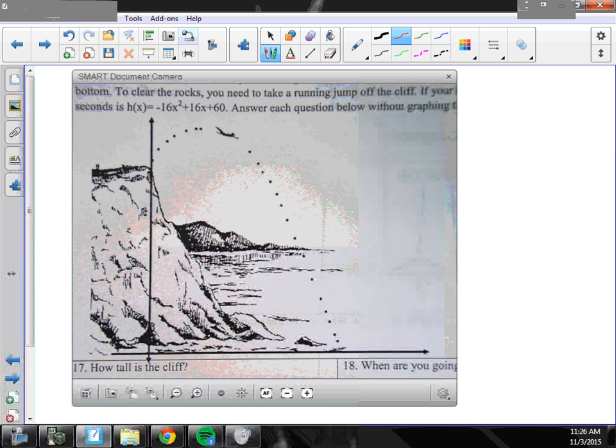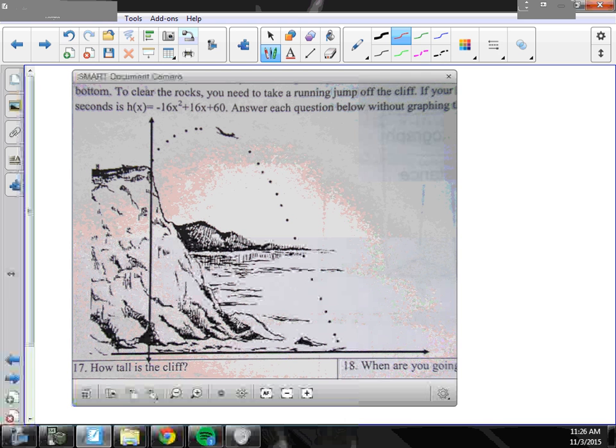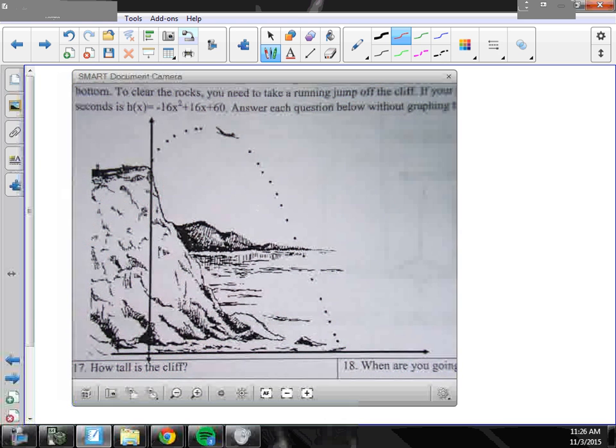The first question asks, how tall is the cliff? 60 feet tall. How come? That's the y-intercept. That's what you get when you plug in 0 for x. At 0 seconds, you're 60 feet high. Okay? So 18, when are you going to hit the water?